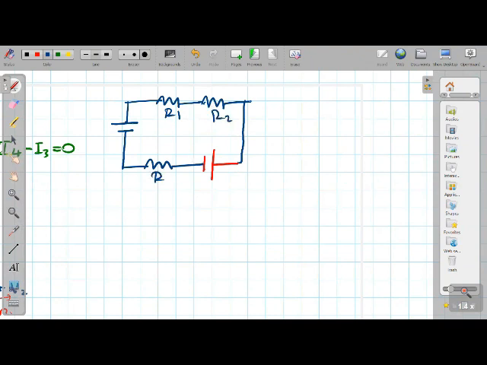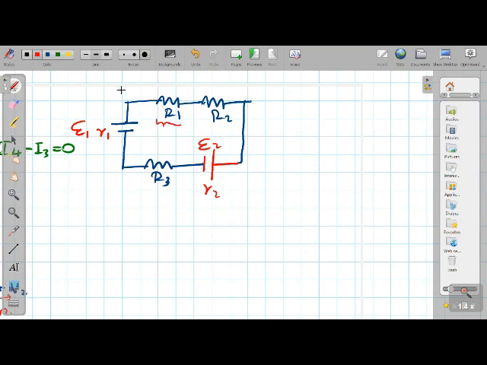R2, and R3 in capital letters. And there are certain other R's like R1 and R2, simple R1, simple R2, and epsilon 1 and epsilon 2, that means the EMF of the cells. Okay?